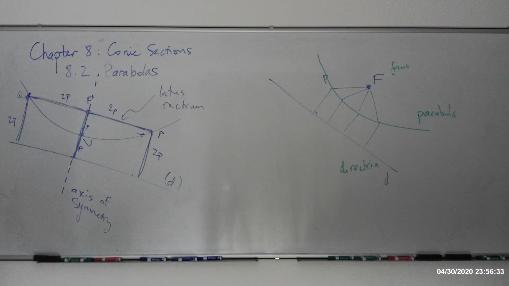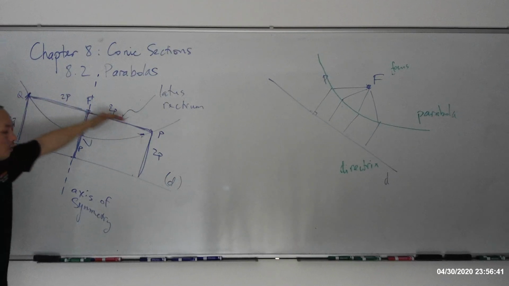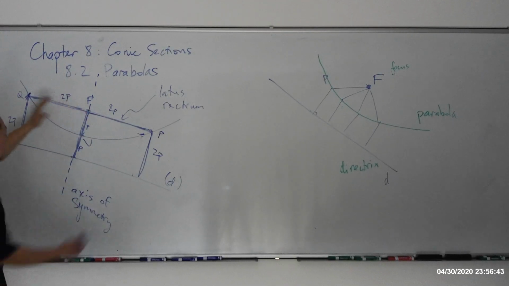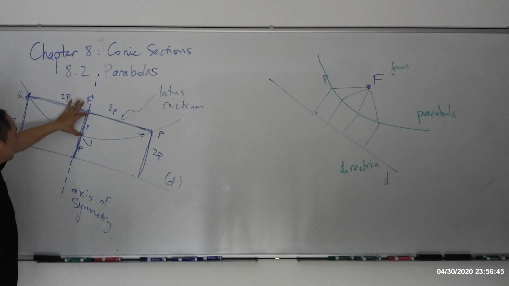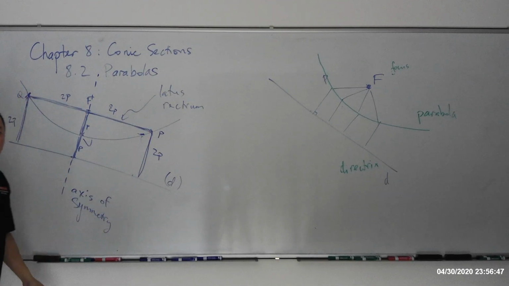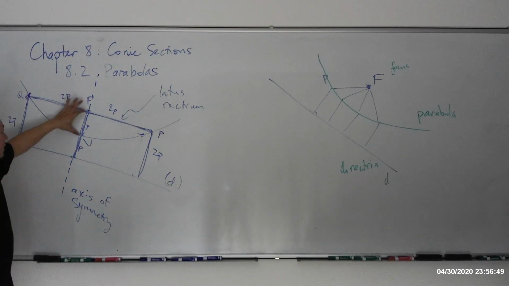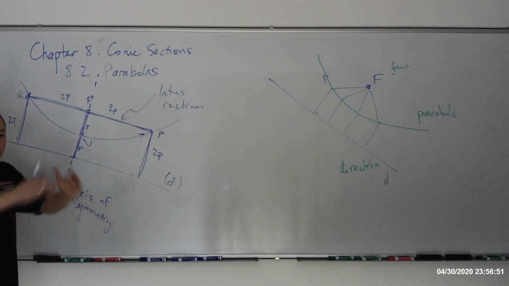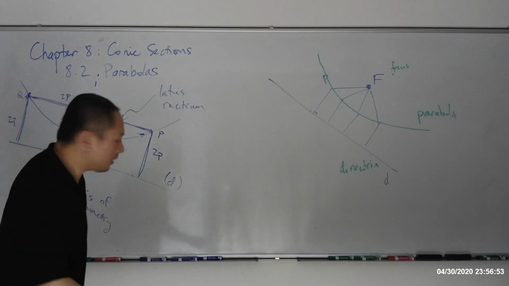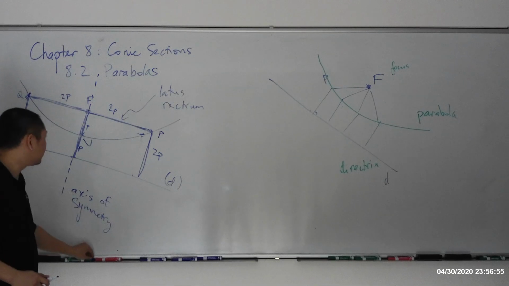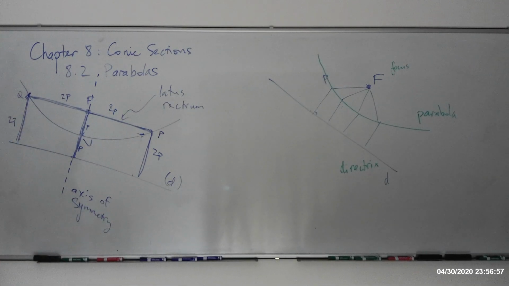So the latus rectum length is always equal to 4p, where p is the distance from the vertex to the focus. That line is always 4p. So if this is 1, it's going to be 4. If this is 10, it's going to be 40. And you know that the bigger the value of p, the wider the parabola is going to open. All right, that's a basic property.